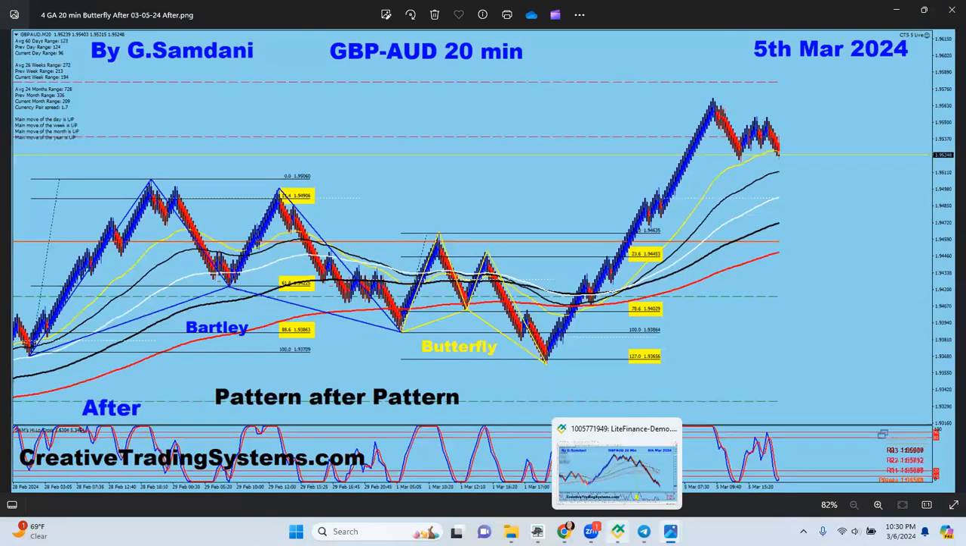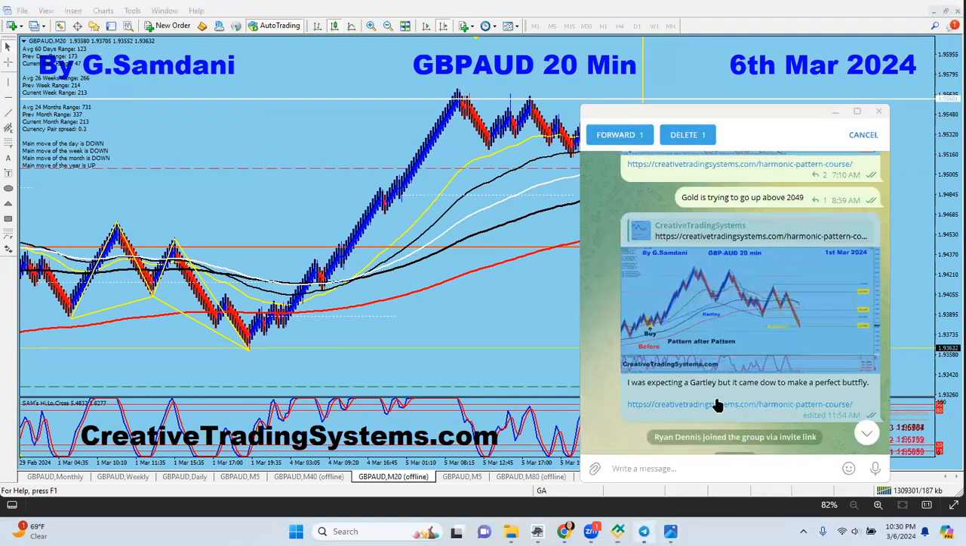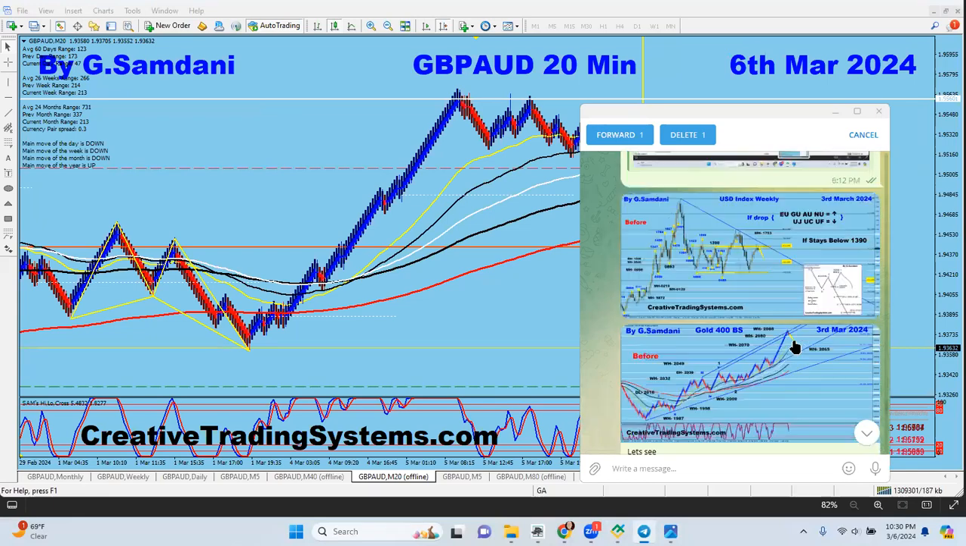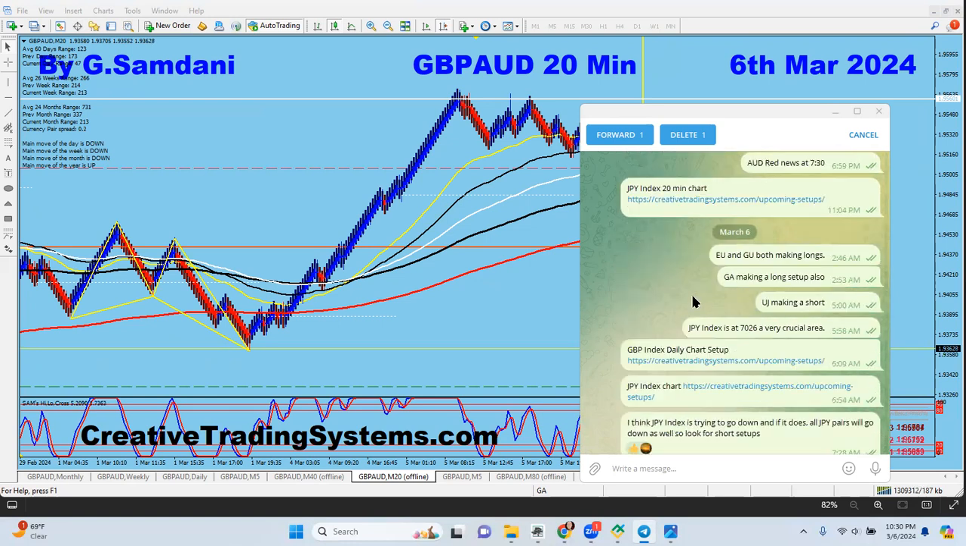And then I found one like this. This is the perfect entry, and this is the entry that I posted here. I'll show you on my Telegram. Among all the others, I had this. See, this is today, March 6th. GA making a long setup also. Euro USD and Pound USD both making long, so they went long perfectly, 50 pips, 60 pips each. And USD JPY making a short, I posted here, and it went down 90 pips to the downside. But this one backfired, and instead of going to the upside, it started to go down.